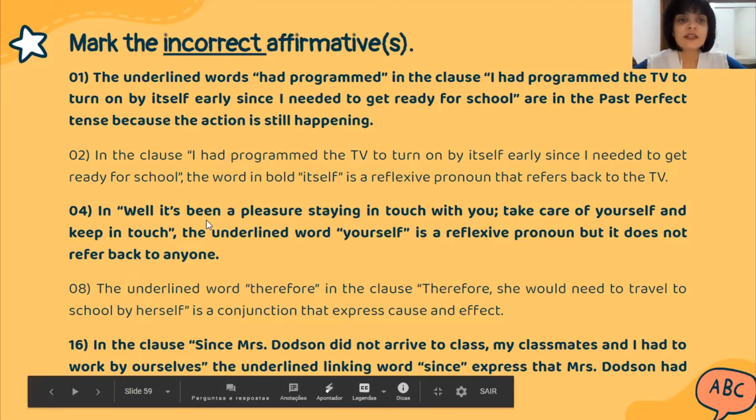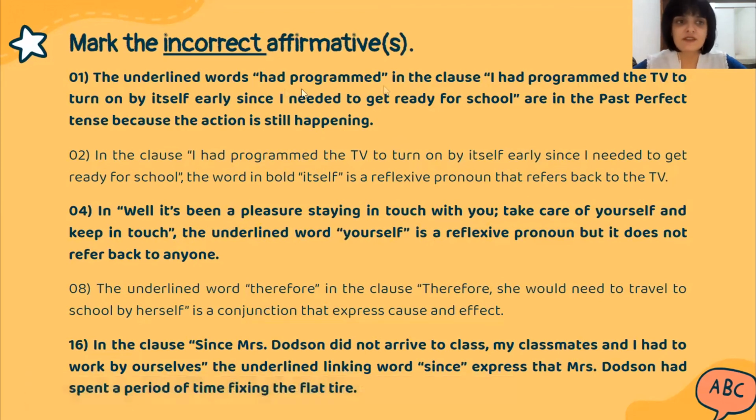So the first one, the underlined words had programmed in the clause, I had programmed the TV to turn on by itself early since I needed to get ready for school, are in the past perfect tense because the action is still happening. Então aqui, guys, de fato, a sentença ela tá assim no passado perfeito, mas não é porque a ação continua acontecendo, mas sim porque a ação já aconteceu. Então, essa alternativa está incorreta e por isso ela é uma das escolhidas do exercício.